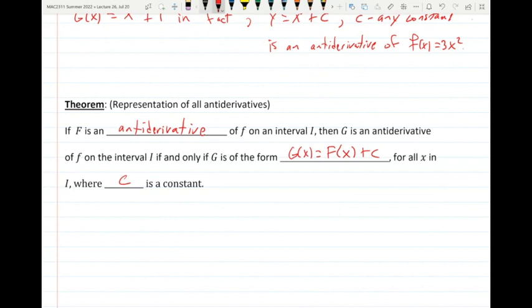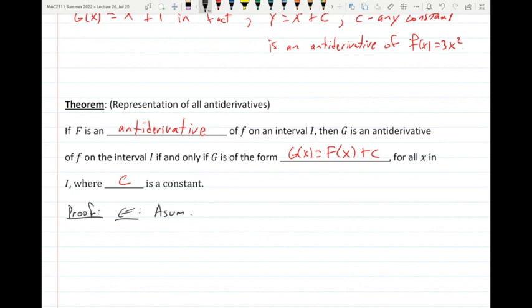So let's actually prove this, because the proof is nice and simple. So first of all, this is an if and only if statement. So it's a two-sided statement. So it means if the left side is true, then the right-hand side must be true, and also the other way around. If the right side is true, then the left-hand side must be true. So there is one direction here that is super obvious. For example, if G equals capital F plus c, then G is an antiderivative. So let's prove this statement first.